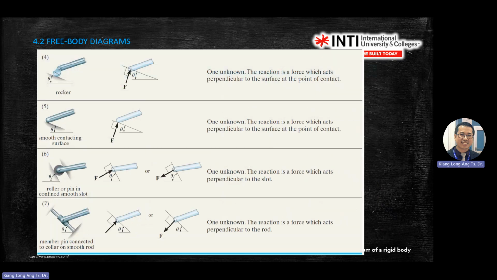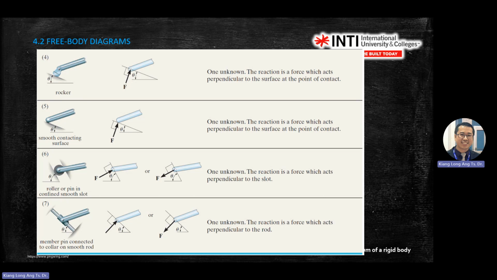The other one, rocker. Same. Rocker here, you see there's a round surface below. Rocker and roller are the same, always 90 degrees. You see there's 90 degrees here to the surface, to the surface, not to the object.